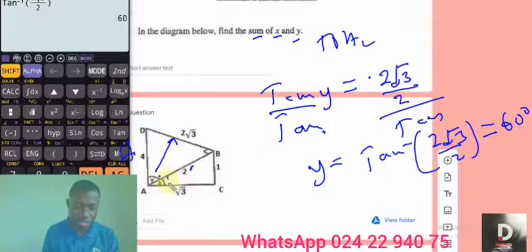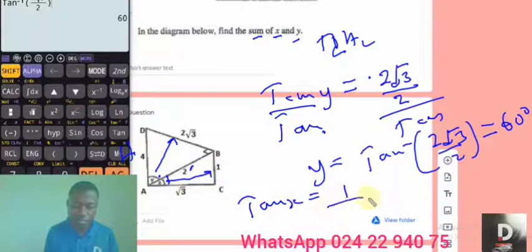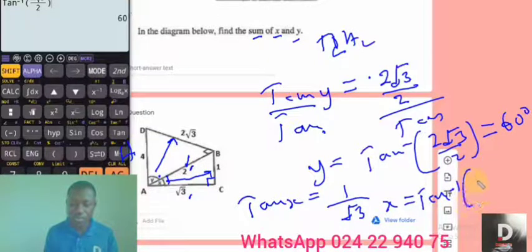Let's come for the x. I'm going to use the same approach because all the sides are available. So if all the sides are available, you choose whether to use tan, cos, or sine. So I'm going to use tan. What is the opposite? Opposite of the x is 1. What is the adjacent? Now, this is a right angle. You understand? Therefore, the 2 becomes the hypotenuse for it. And adjacent is root 3. So, tan x equals 1 over root 3. So x is equal to tan inverse of 1 over root 3.